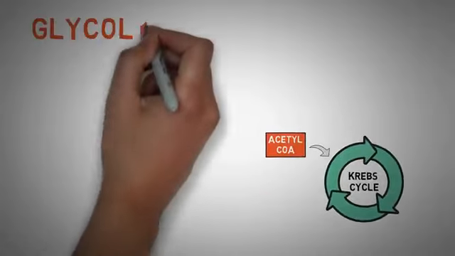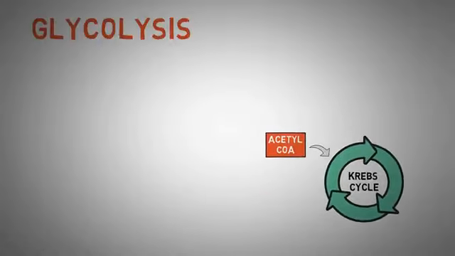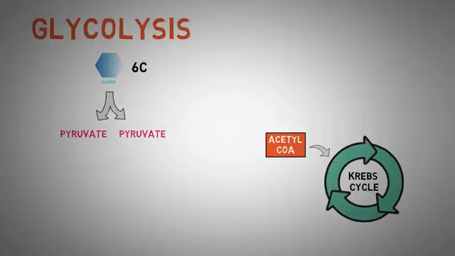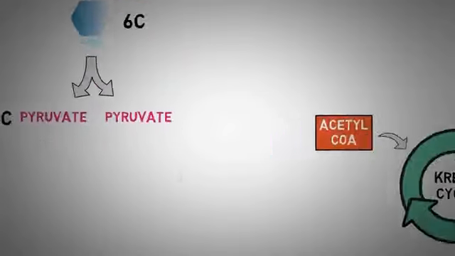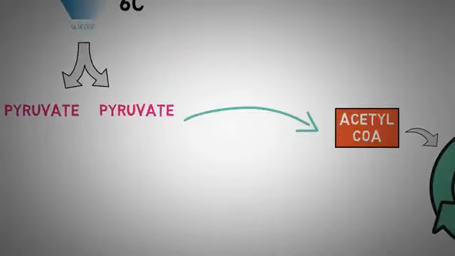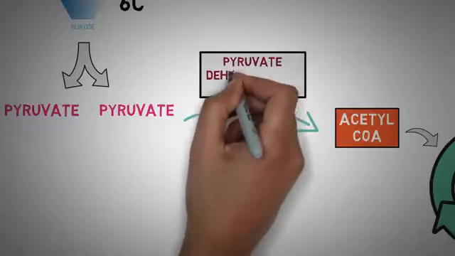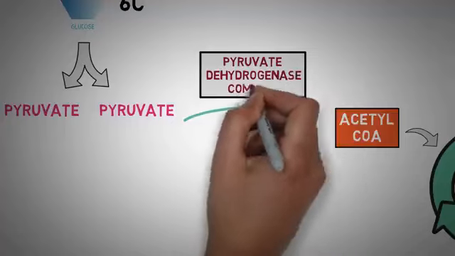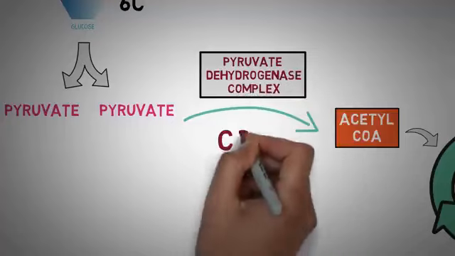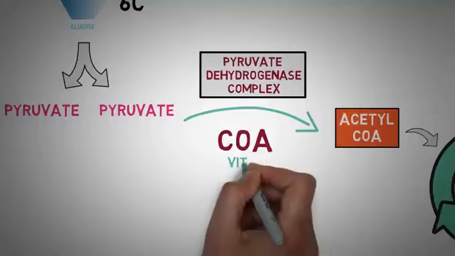Now, one of the important biochemical pathways that runs before the Krebs cycle is glycolysis. In this pathway, we break down glucose, which is a 6-carbon compound, into 2 molecules of pyruvate, which is a 3-carbon compound. What happens next is that this pyruvate is acted upon by a set of enzymes collectively known as the pyruvate dehydrogenase complex. In this reaction, coenzyme A is also involved, which is a coenzyme derived from vitamin B5.